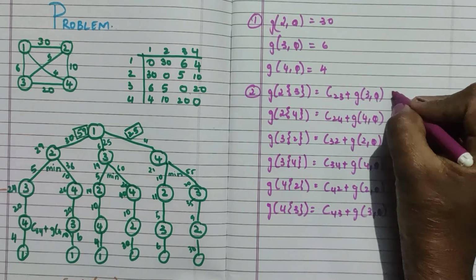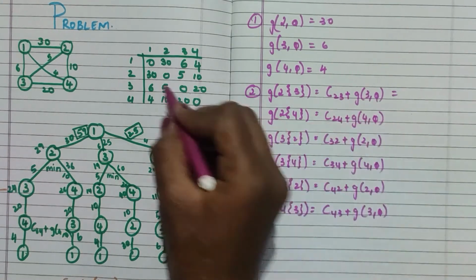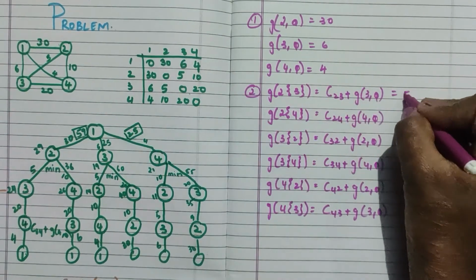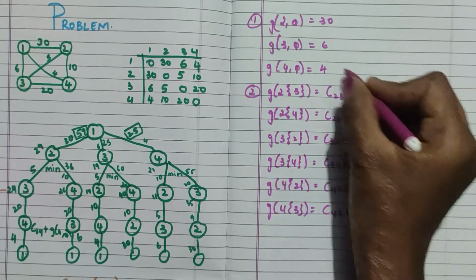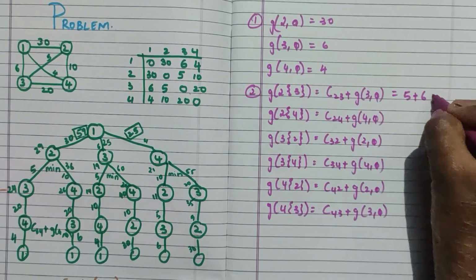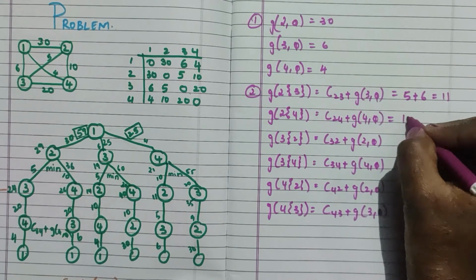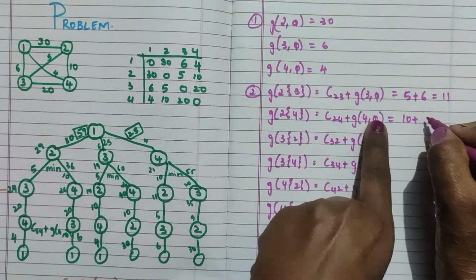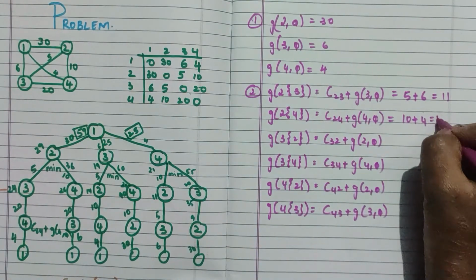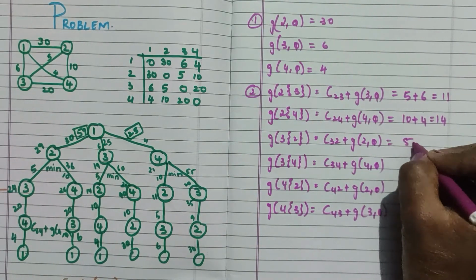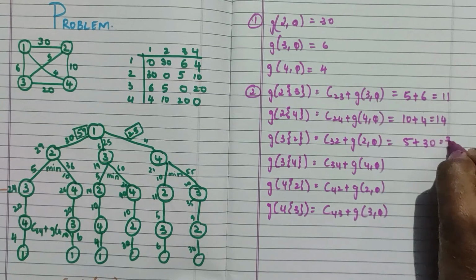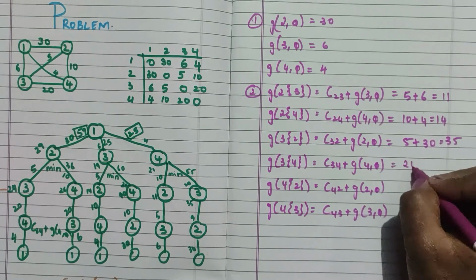Now what we have to do, we'll find out the value. So 2 to 3, the cost of 2 to 3 is 5 plus 3 to the null value. 3 to the null value is 6. So total it is 11. Now here 2 to 4 it is 10 plus 4 null value, you have 4. So this is how you have to look in the cost matrix table and with the null values and find out the value for the second step.